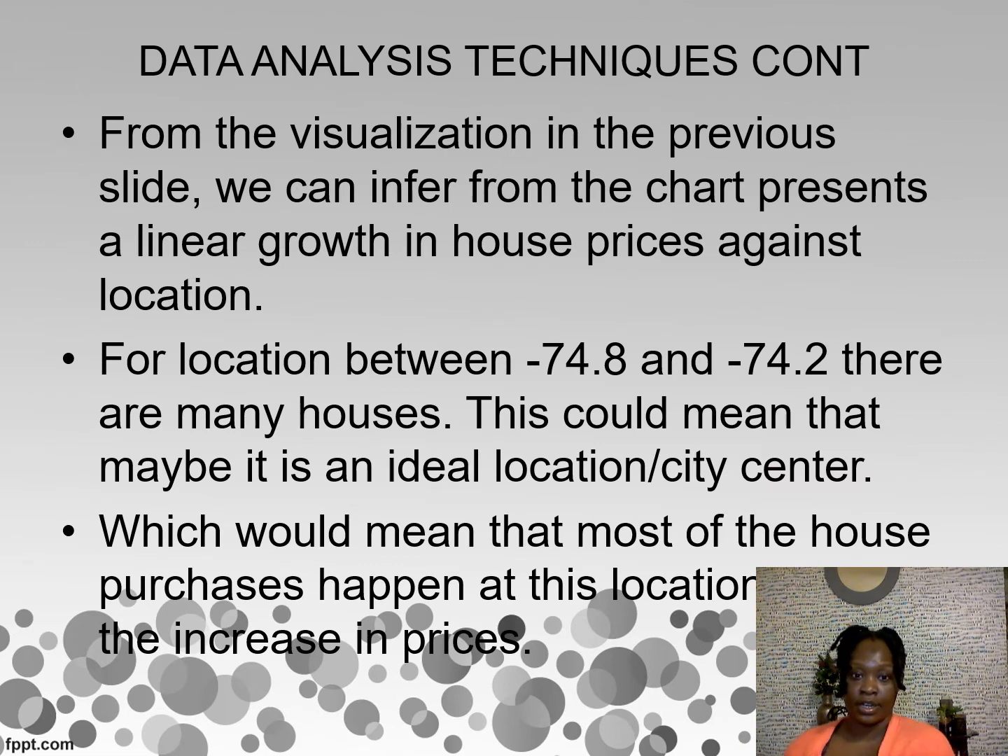As said, from the visualization in the previous slide, we can infer from the chart a linear growth in the house prices against location. We saw that in areas between minus 74.8 and minus 74.2 coordinates, the house prices were low, which could mean that most of the house purchases happening in this location are low.